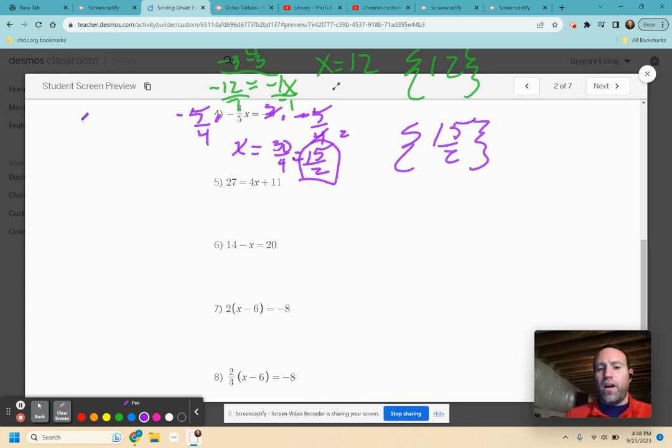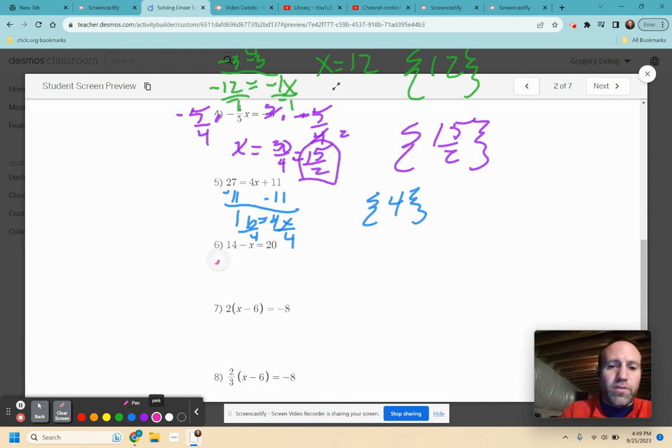The next one, I'm going to subtract 11 from both sides. Divide both sides by 4. I get x equals 4, so I'll have a curly bracket there.